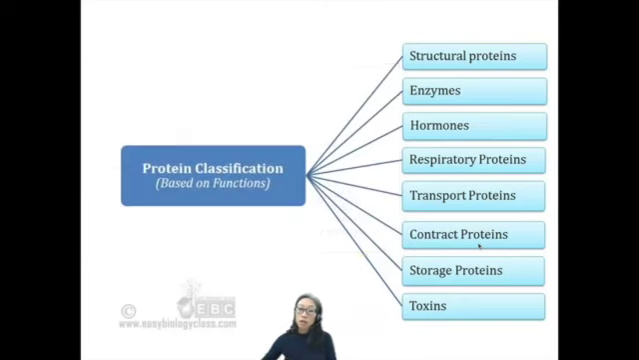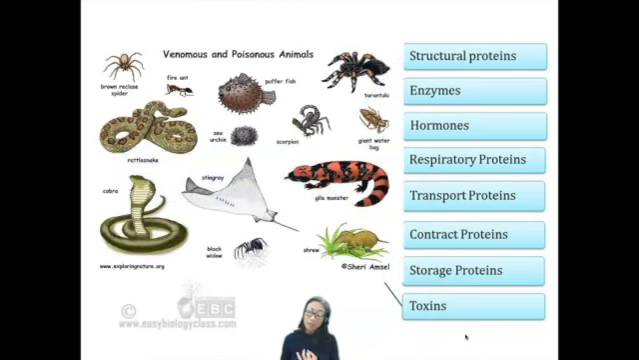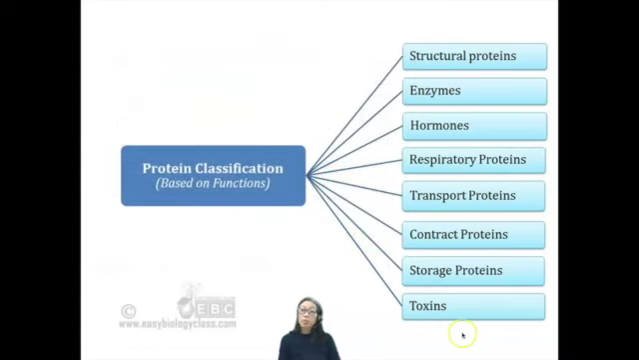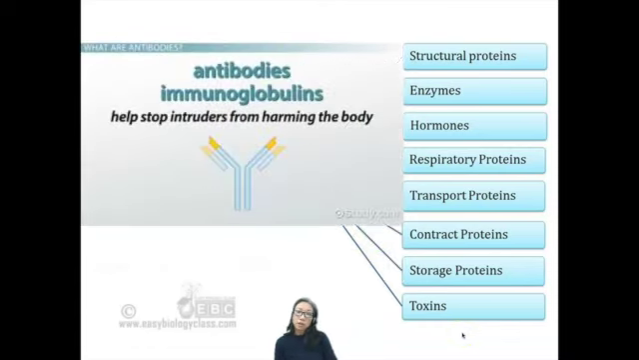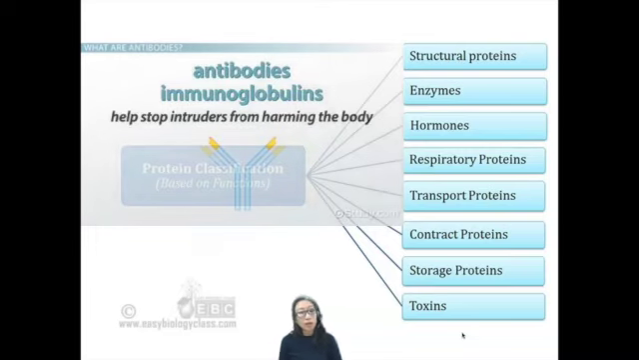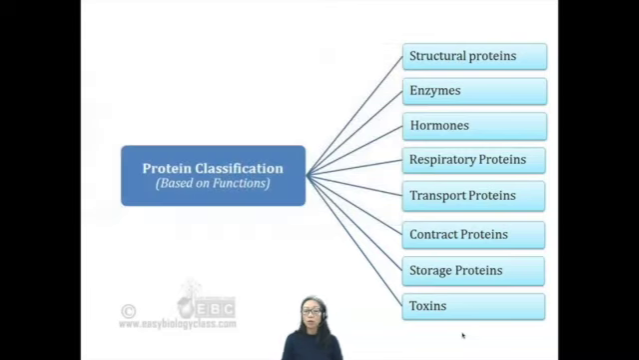Then there are also toxins that are proteins. Now humans don't have any of that, but plants, insects, jellyfish, and snakes produce toxins in the form of proteins. There are protective proteins as well. These are immunoglobulins or antibodies, and these will become important when we look at what goes on for a vaccine.